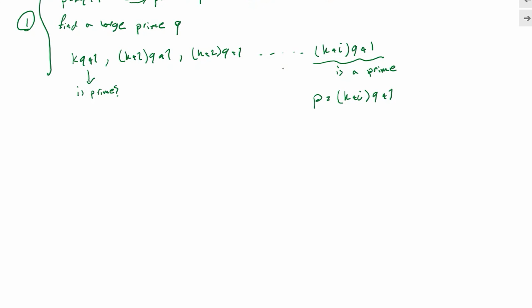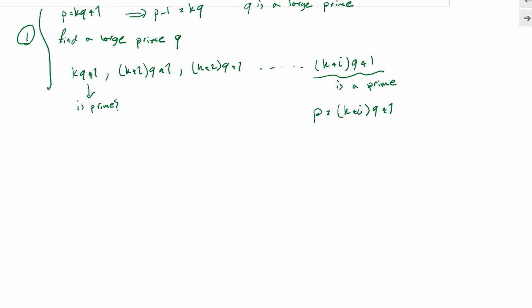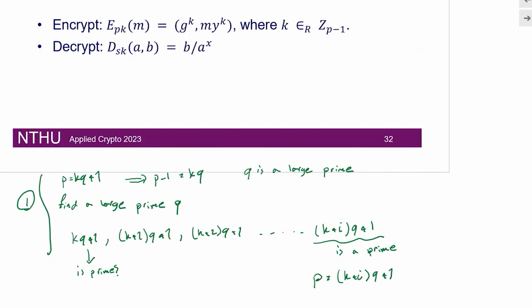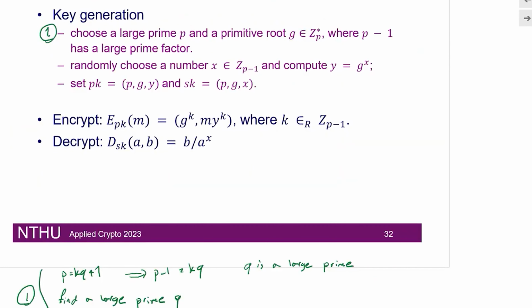This way we guarantee that, if you imagine this for loop, it wouldn't take a long time to find. But what we would see is that p minus 1 is (k plus i) times q, and q is a large prime, so then we would probably have 2 subgroups over here. Even if k plus i is a composite number, we would guarantee that we have at least one large q that we were looking for. Okay, so that is step number 1.